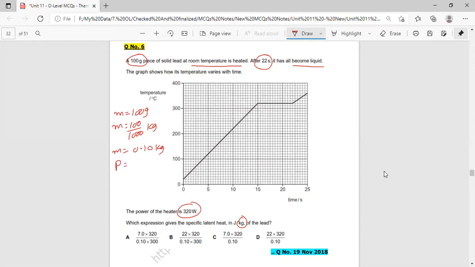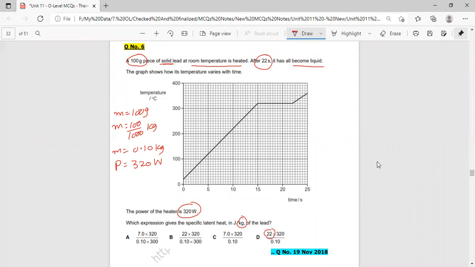Power was given, it is equal to 320 watt. So the value of power is 320 watt, and since this was solid, now in order to calculate the time, if we put the value of 22 over here, then its answer will be option D, which is the wrong answer.